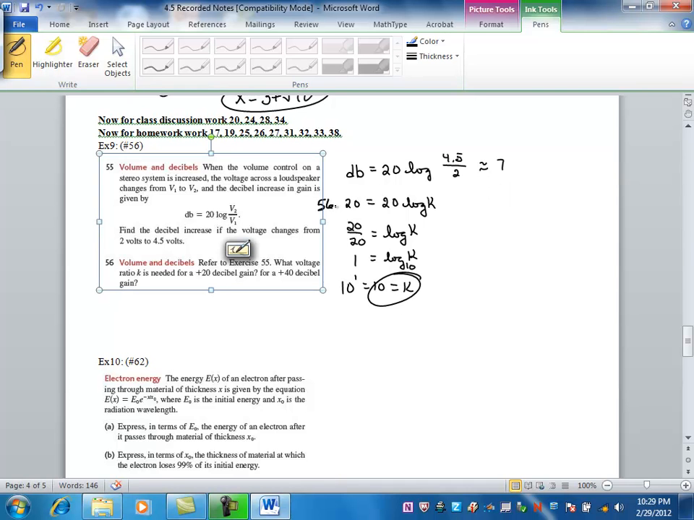Then for a 40 decibel increase, we're going from 20 up to 40. 40 over 20 equals the log of k. 2 equals the log of k. So 10 squared equals 100. And that is our k value. So that's the decibel gain we would need there to be able to make that happen.